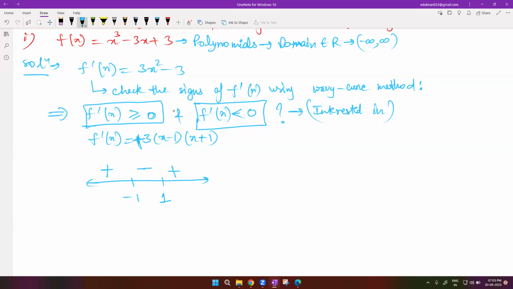Right? Now we know the sign of f dash x in different intervals. First of all, there are 3 intervals in which we can judge the sign of f dash x. First interval is -∞ to -1, in which f dash x is positive. So this whole understanding tells me that f dash x is positive, right, in the interval -∞ to -1. F dash x is 0 at x equals -1.